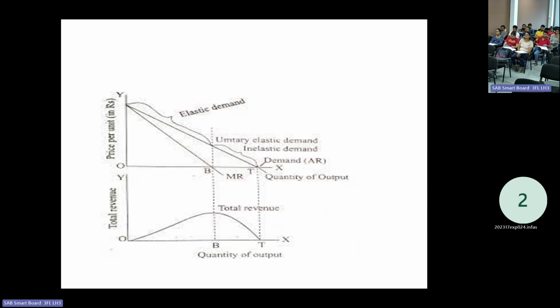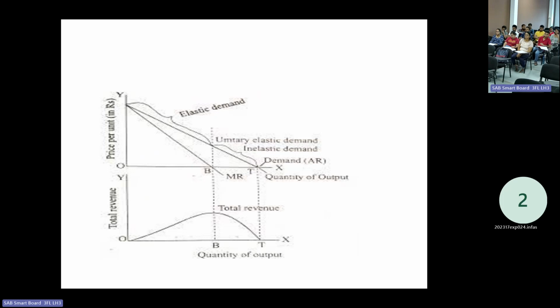At the middle point, so this is the middle point we take. That is not the middle point. So we know that this is the demand curve. This is the marginal revenue curve, double steeper than the demand curve, lower than the demand curve or the average revenue curve.